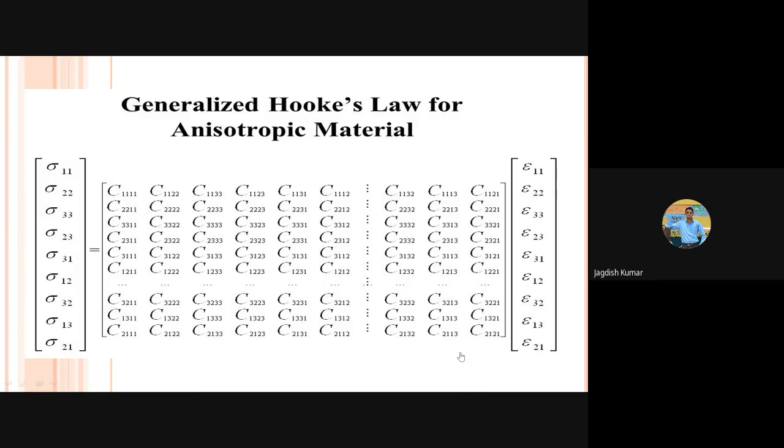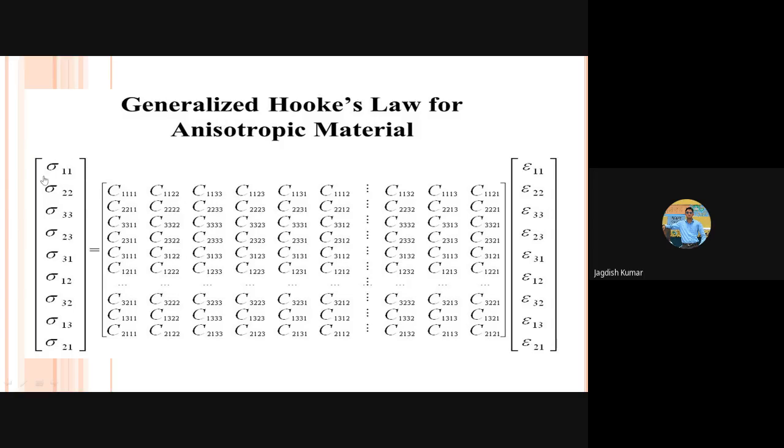Okay, let us try to understand the physical meaning of this. If we take the product and bother about the first column only, the first element, what will be sigma 1,1? Sigma 1,1 is equal to C 1,1,1,1 into epsilon 1,1, then plus C 1,1,2,2 epsilon 2,2, and so on.